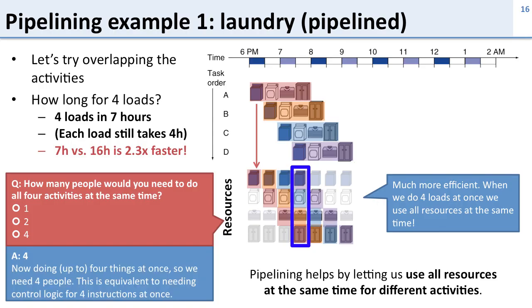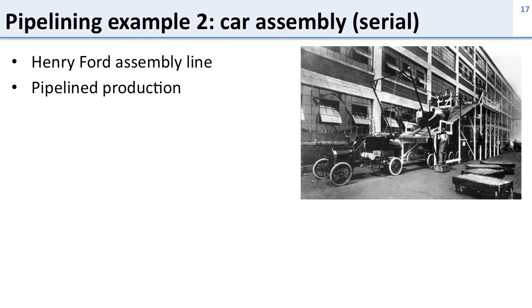Well, you're going to need 4 people. We're doing 4 things at once, so if we needed 1 person before, we're now going to need 4 people. This is equivalent to needing control logic to do 4 instructions at once in the processor. So remember, we designed control logic to look at each instruction. Now if we're going to pipeline our processor, we're going to need more control logic to take care of each instruction at the same time.